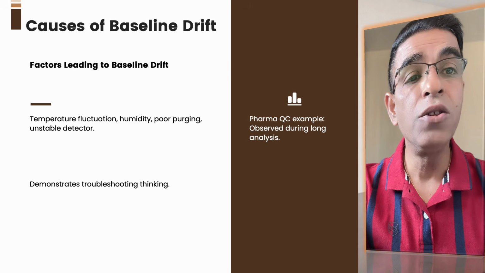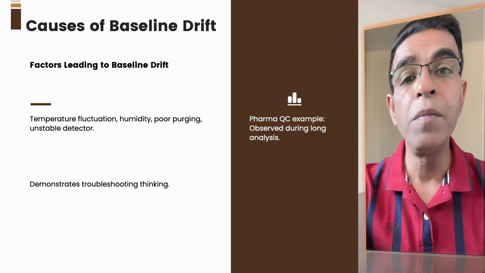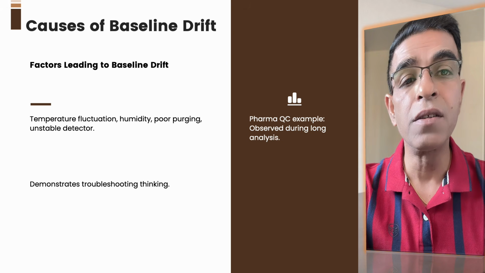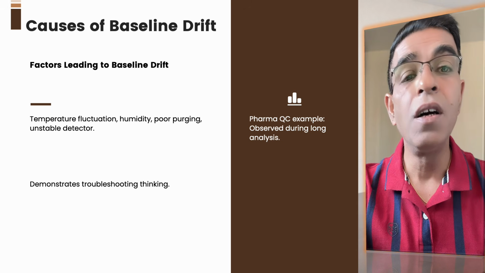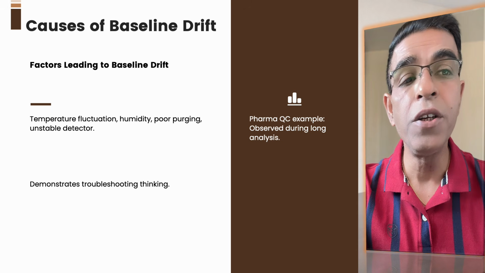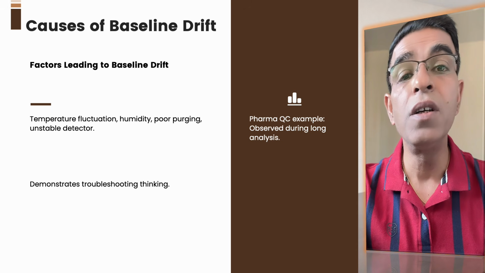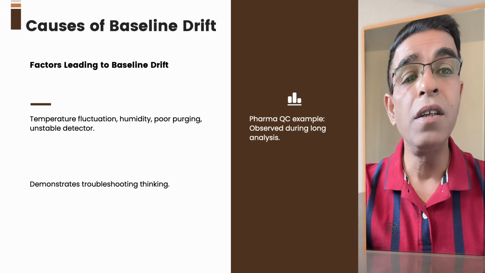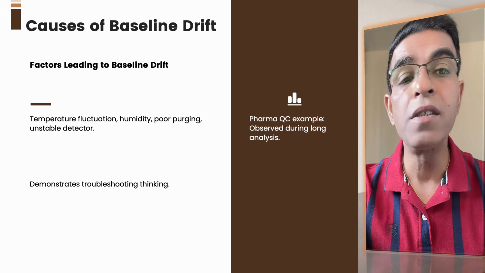Sir, baseline drift is mainly caused by environmental and instrument-related factors. The most common reasons are temperature fluctuation, humidity variation, and sometimes poor nitrogen purging. Detector instability can also contribute to baseline drift.